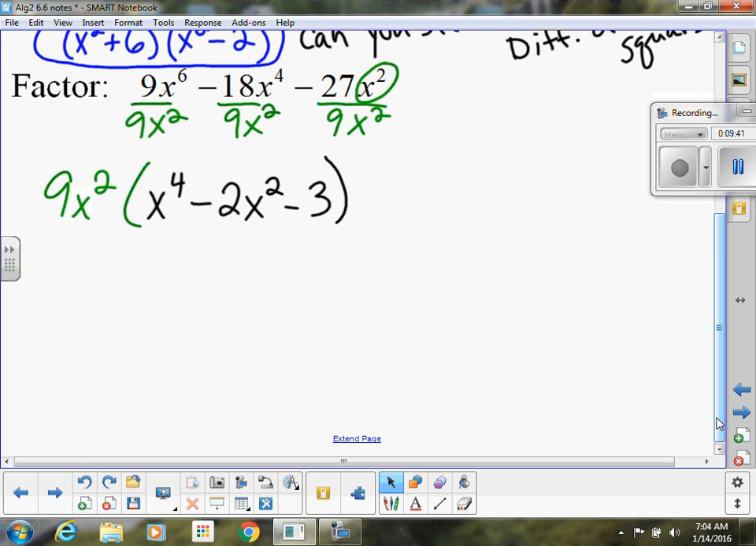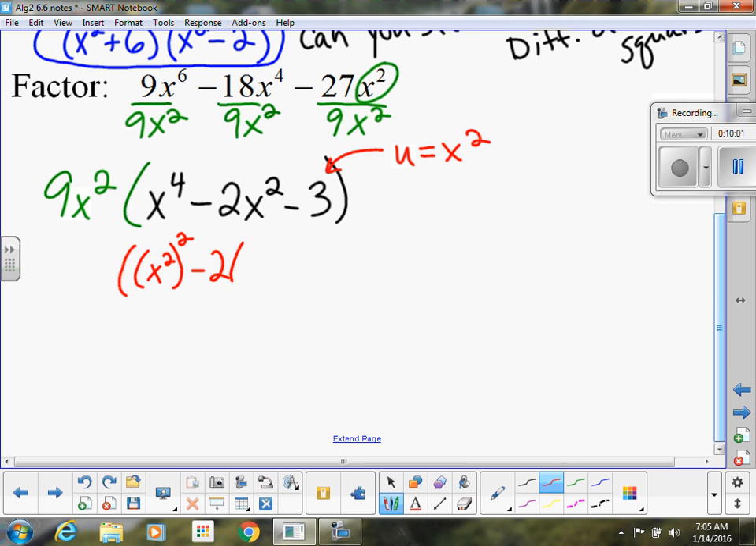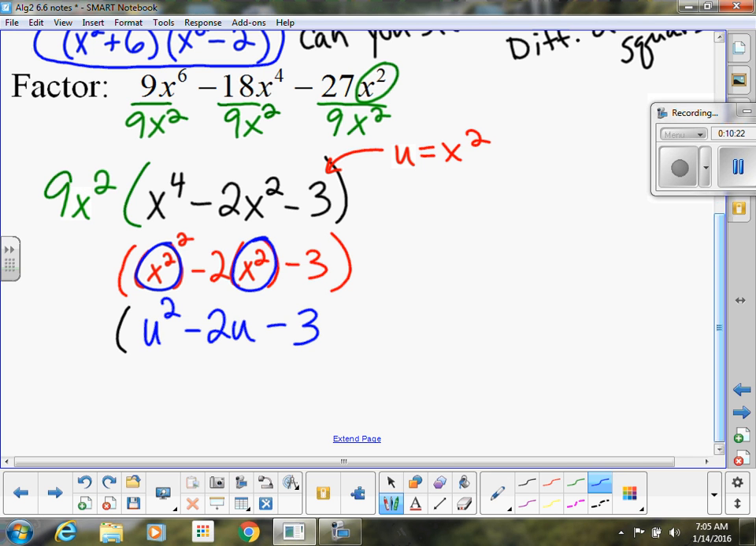So I've done the GCF, and you see how I still have x to the 4th power. So when you see that, that means we're going to use u is equal to x squared. I'm only working inside the parentheses right now. So remember, this is where we said, I'm going to have x squared raised to the 2nd power. This is 2 times x squared, and this is still just minus 3. So I'm going to replace anything where I see x squared with u. So instead of x squared here, I'm going to put u to the second power. Instead of x squared here, I'm going to put u, and then this is minus 3.